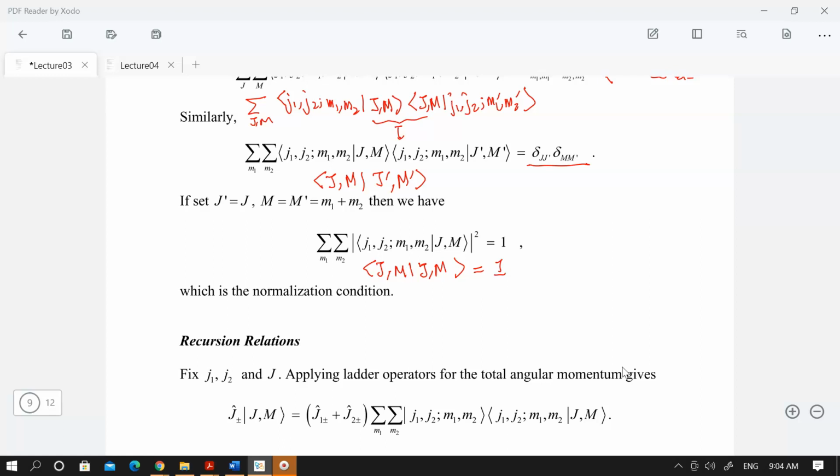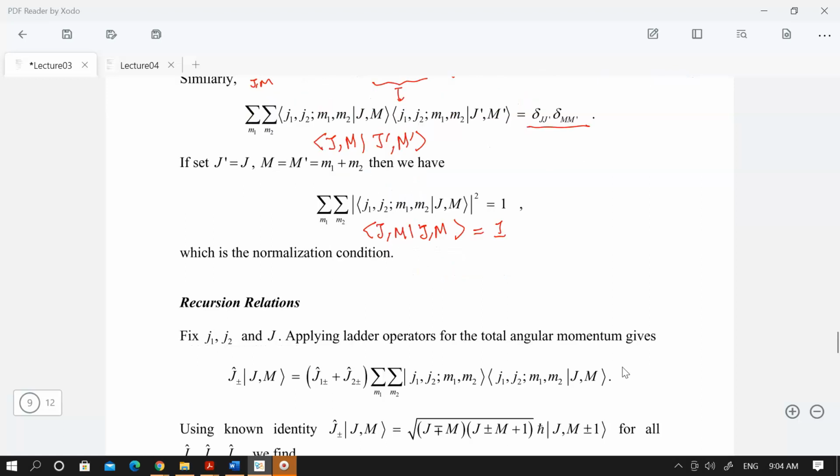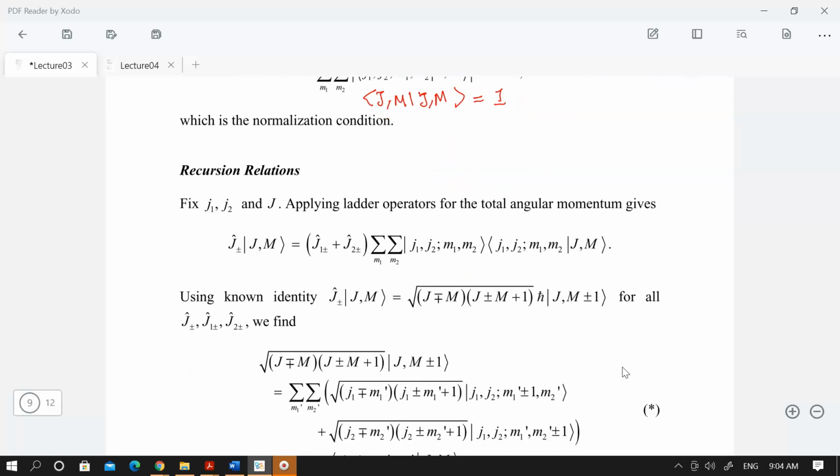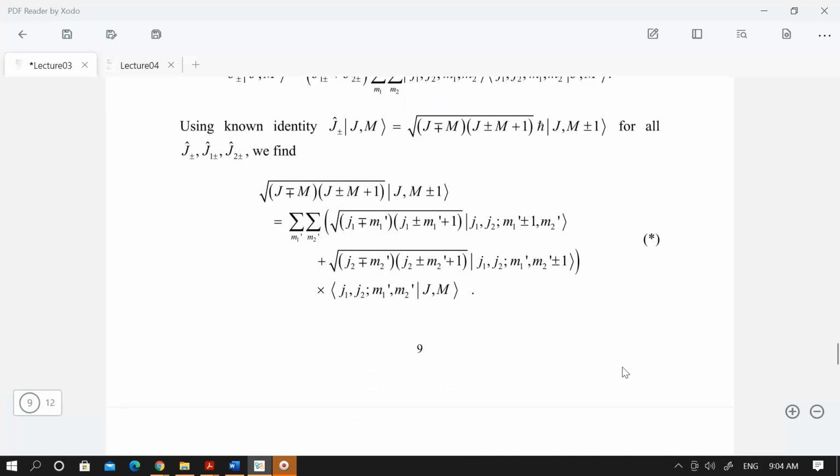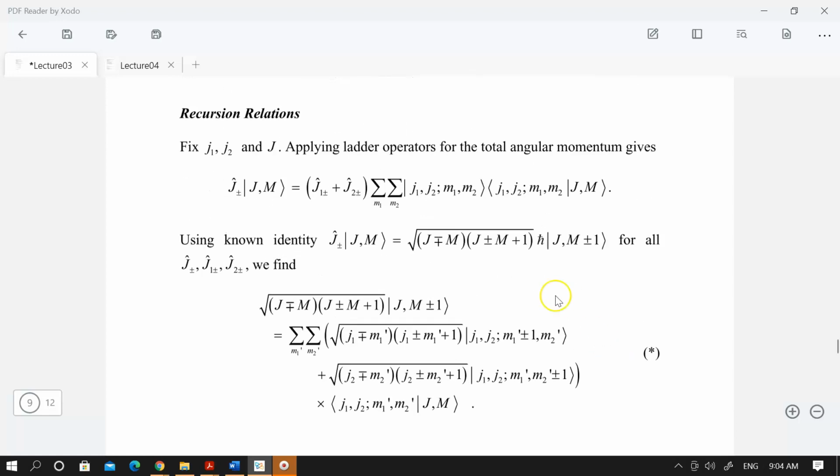The other thing is there is a recursion relation between all these Clebsch-Gordan coefficients, and this comes from your step up and step down ladder operators. So here we are using the step up and step down operators acting on your Jm, but your Jm is now being resolved using your individual angular momentum states M1, M2 here. One can use that, and then you find that I have this relation times this relation.